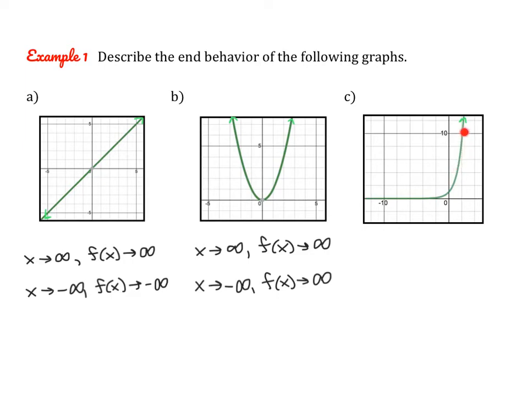As I move towards the right, you can see that our graph is going to go up infinitely. So we would say as x approaches positive infinity, f of x approaches positive infinity.